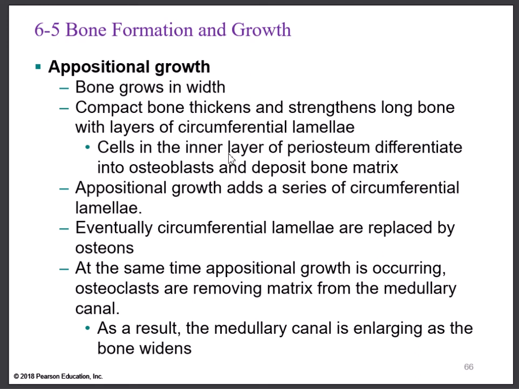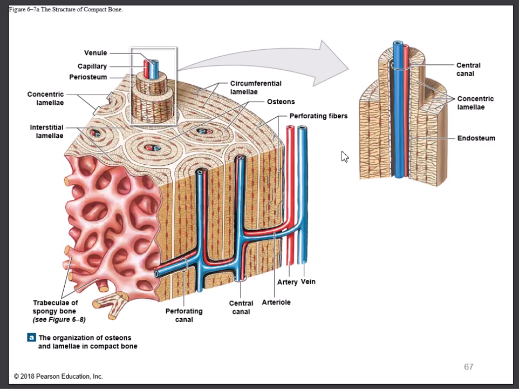Right, the cells on the inner layer of the periosteum differentiate into osteoblasts, and we know that osteoblasts always produce new bone. Okay, so I'm saying it again, I'm just repeating it here. Appositional growth adds a series of circumferential lamellae. Eventually, as we add these rings of circumferential lamellae, these are going to differentiate and become osteons. They're going to form an osteon here, an osteon here, an osteon here, and then we'll add more layers of circumferential lamellae out over here, and the bone continues to get thicker and thicker.